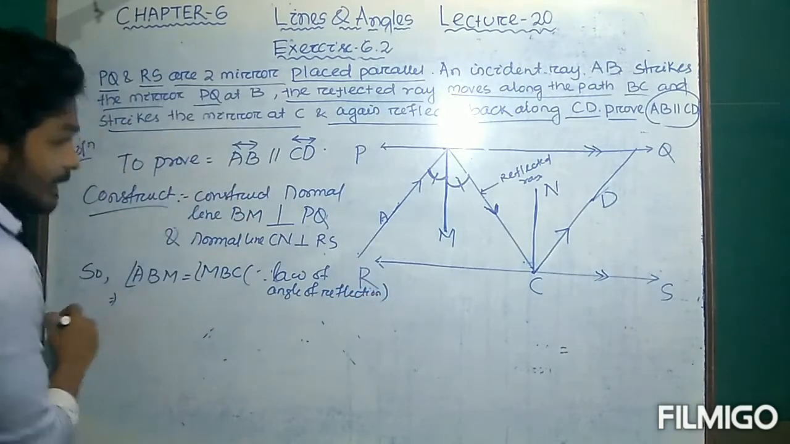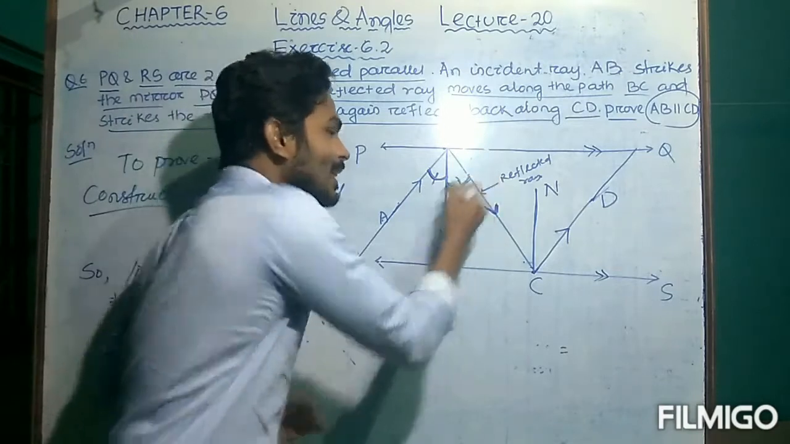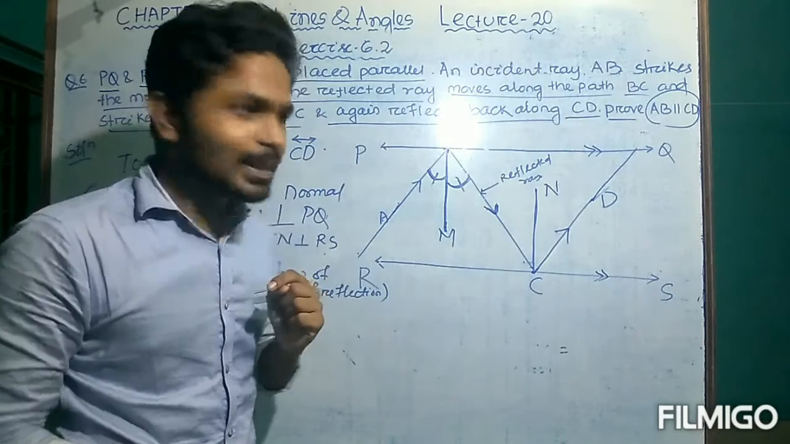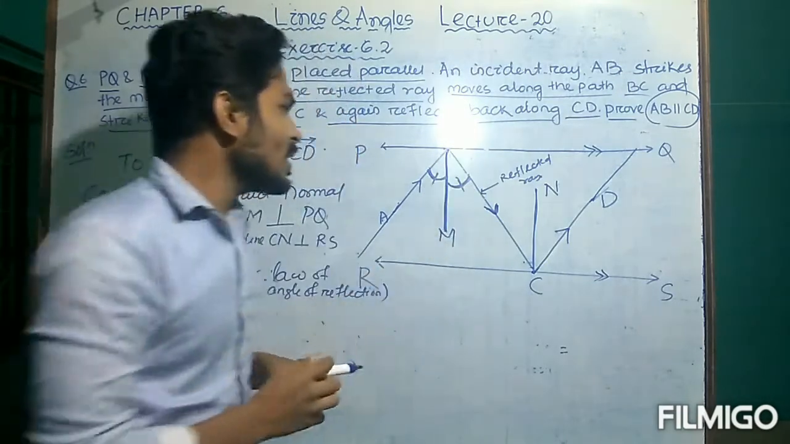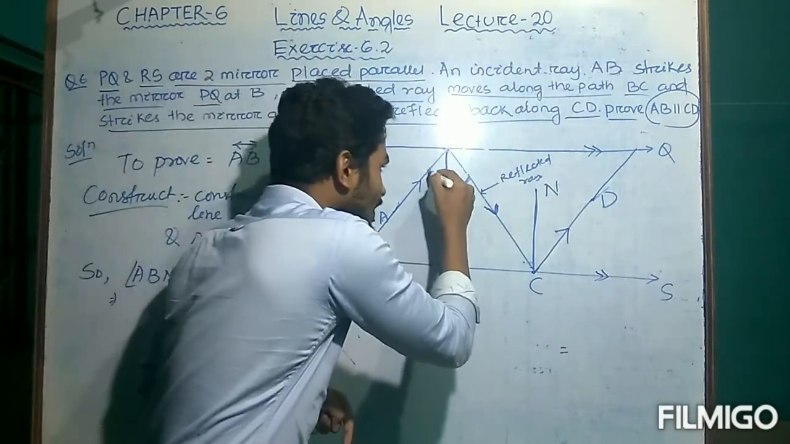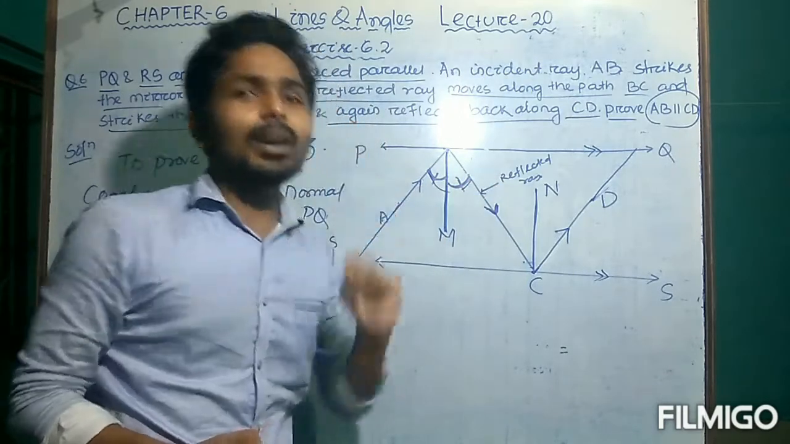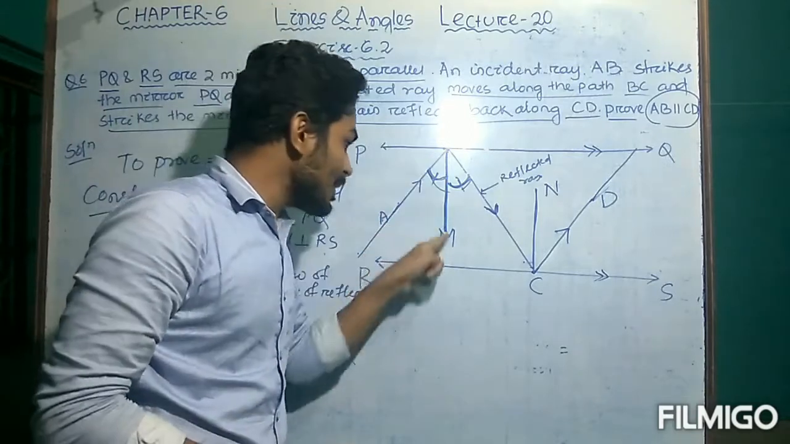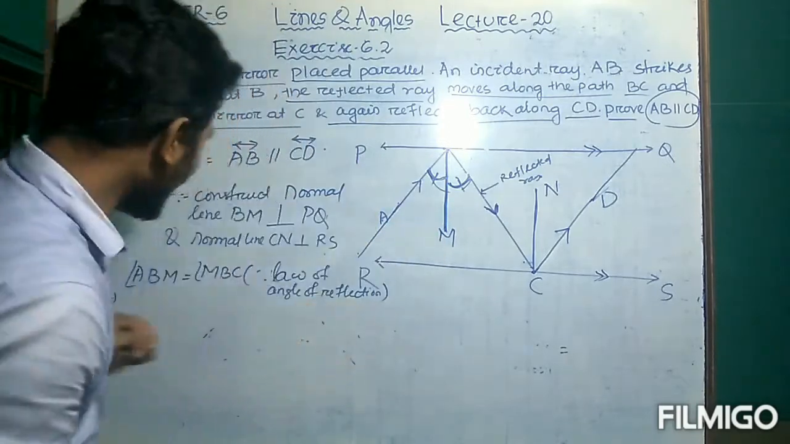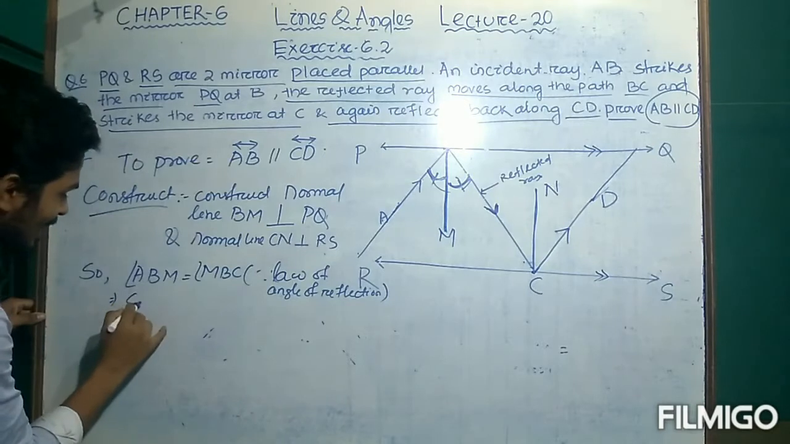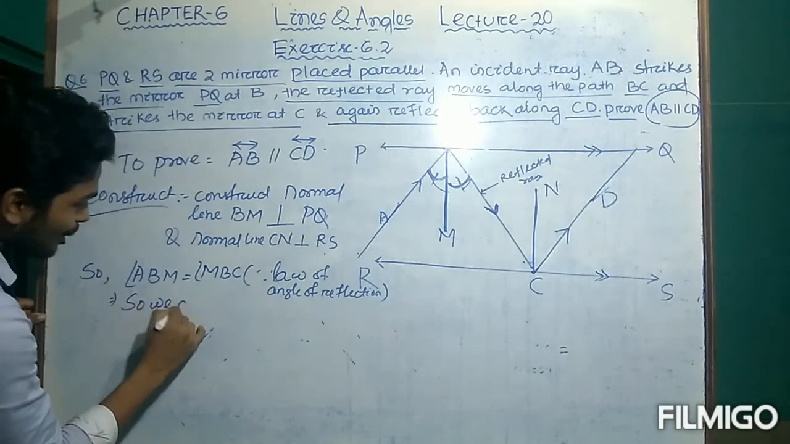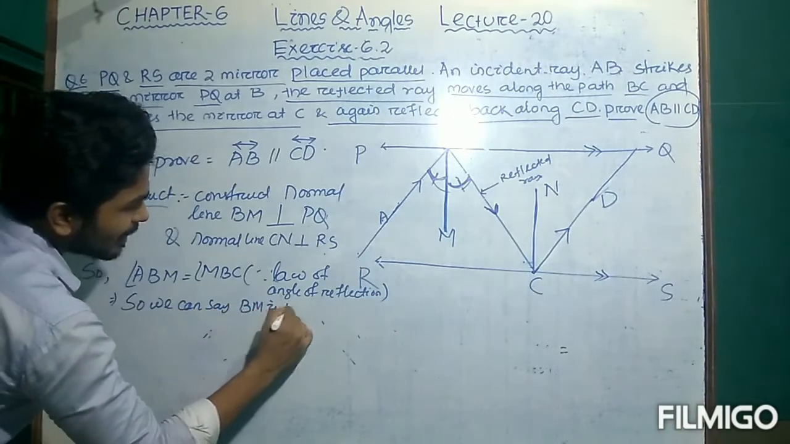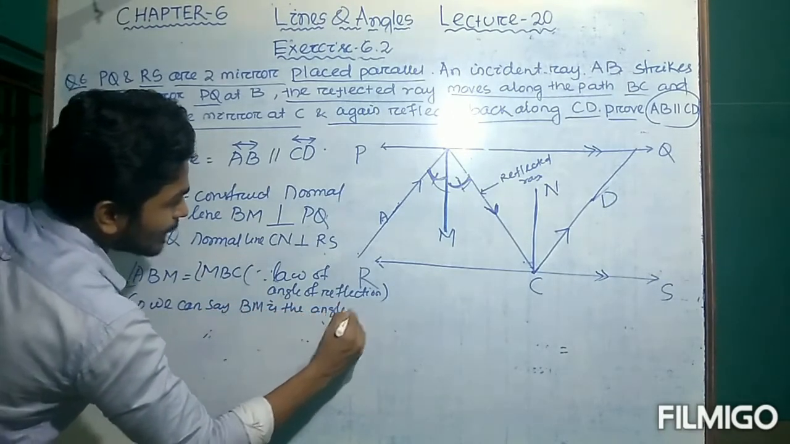Okay, since these two angles are equal, can we say BM is the angle bisector? Yes, BM is the angle bisector. The total angle has been divided into two equal halves, and each half is equal. So we can say BM is the angle bisector.